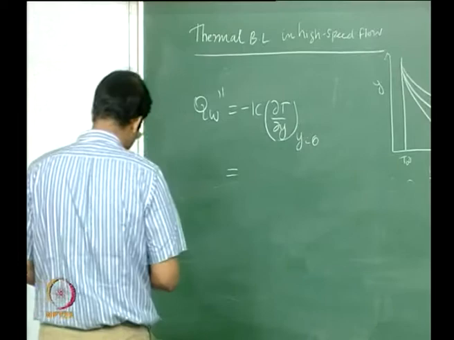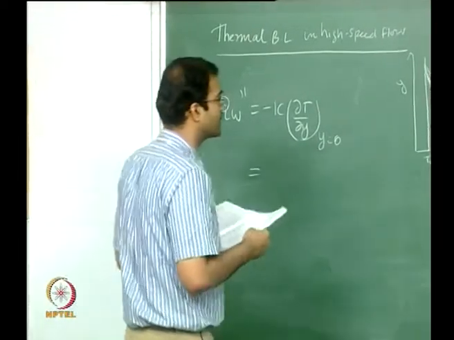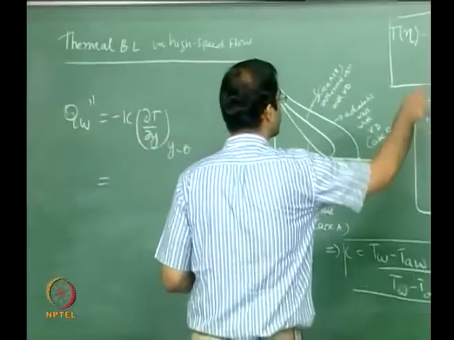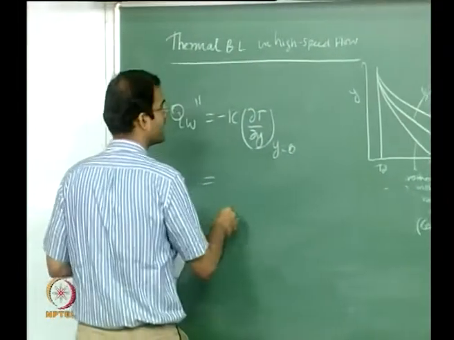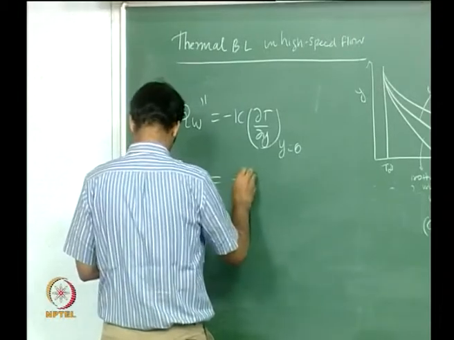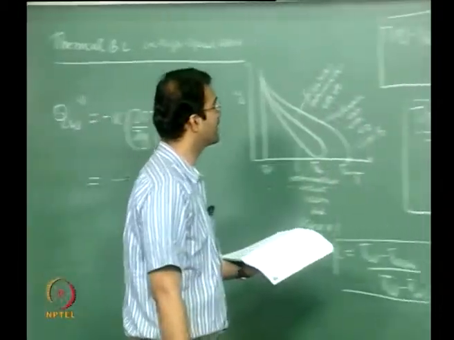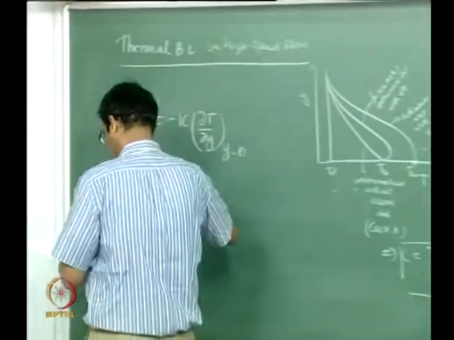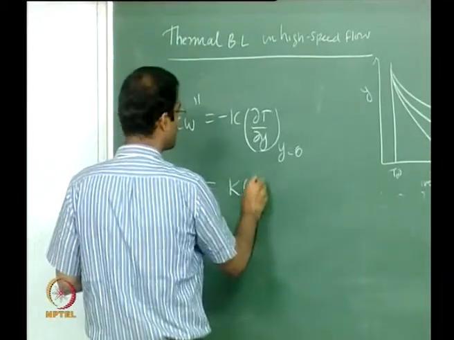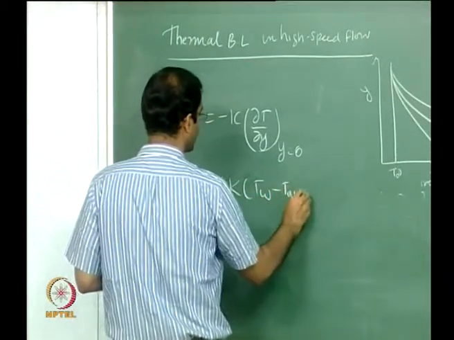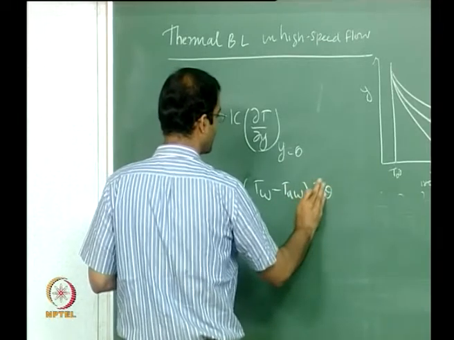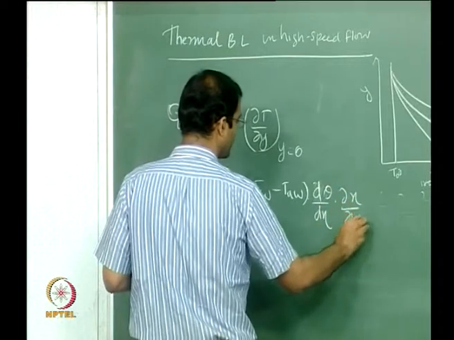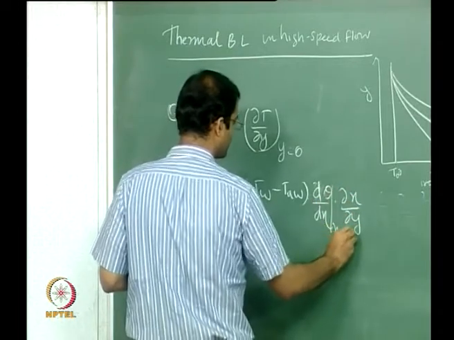Okay, so now when we write down the heat flux, we look at the temperature profile, which is your general profile here. So therefore I have to differentiate it with respect to the general profile. So this will be minus k. First you can write this as d theta, minus d theta by d eta. So minus and minus will get cancelled here. So this will be k into T wall minus T adiabatic wall into d theta by d eta into d eta by dy. This is at eta equal to 0.